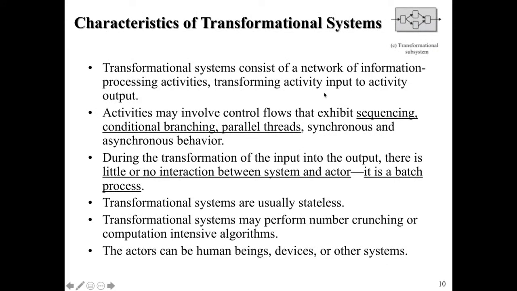Our third type of system is transformational systems. We have studied it before, so I will quickly revise it. Transformational systems are systems which process a lot of information. We have a workflow through which we process the information. Our workflow can include sequencing, conditional branching, parallel threads, synchronous and asynchronous behavior. Usually we are working on a lot of data. In our request, we are given a lot of data, and we will be processing the data, and usually it takes a lot of time.